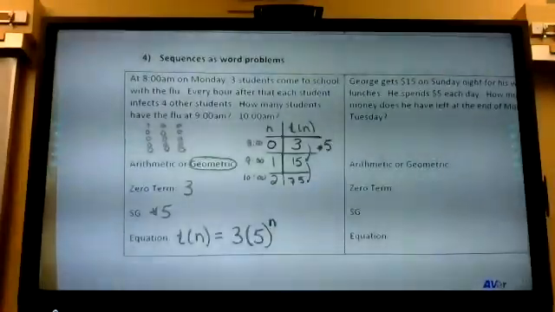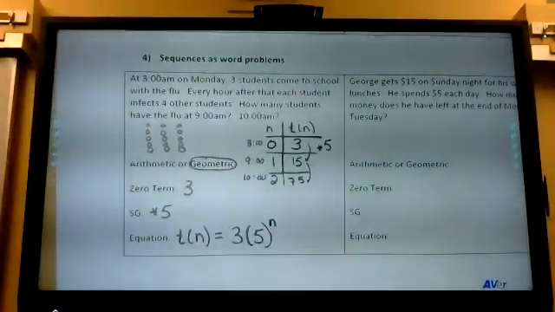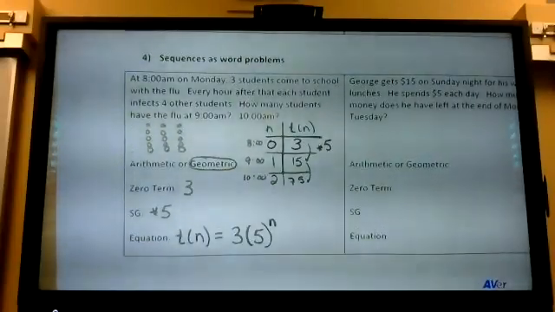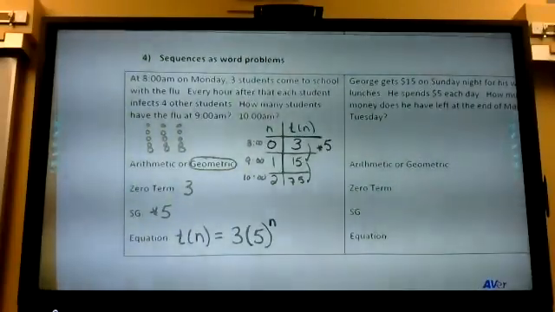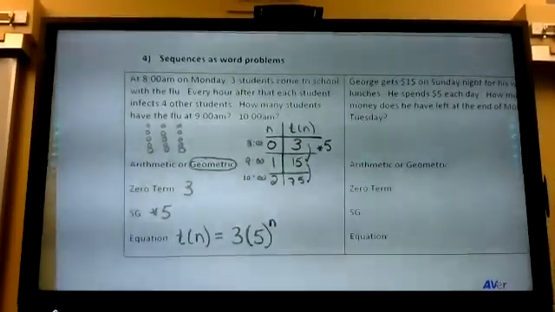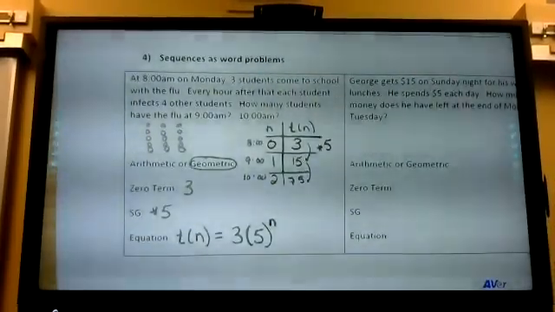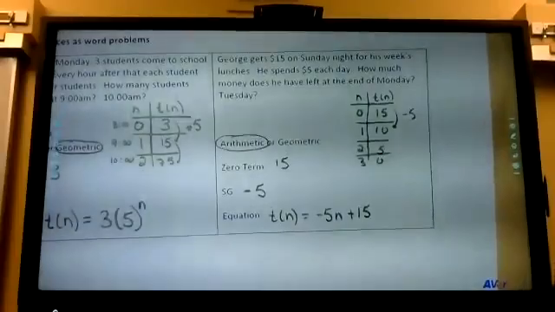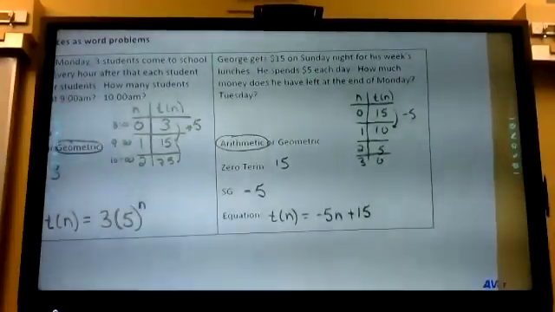Okay, pause the video here and see if you can figure out the last of these sequence problems. Okay. All right, good luck. Meet me back here to check your answer. All right, welcome back, Algebra 1.